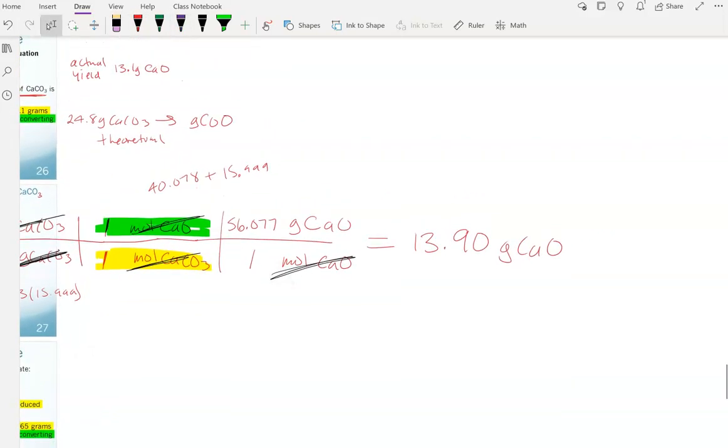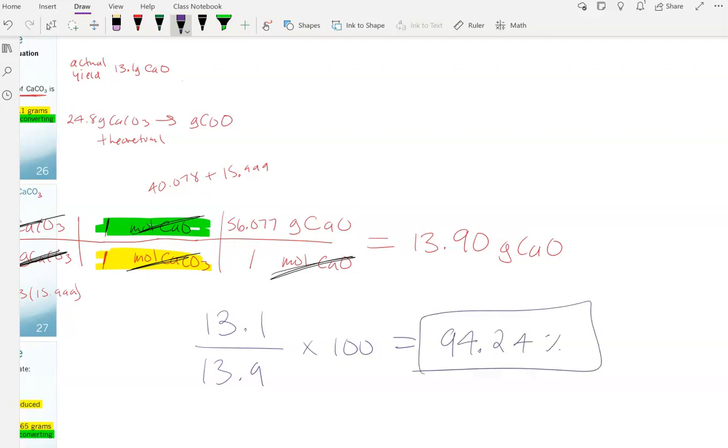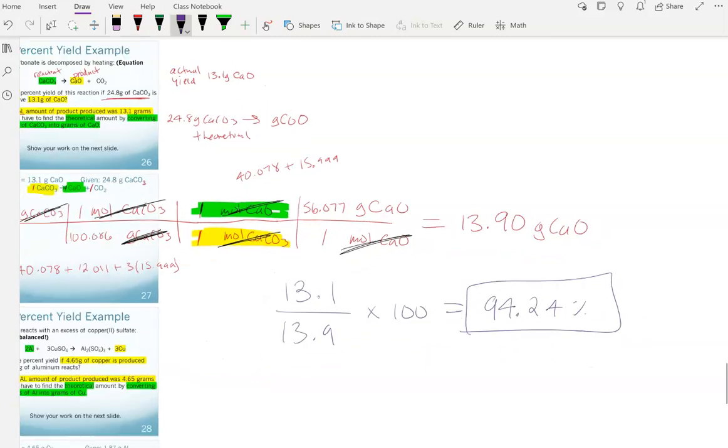So I'm not done yet. I still have to do percent yield, which is the actual 13.1 divided by the theoretical times 100. So 13.1 divided by 13.9 times 100. So that'd be 94.24%. So that's not bad. So 94% of the product that could have been made was actually made.